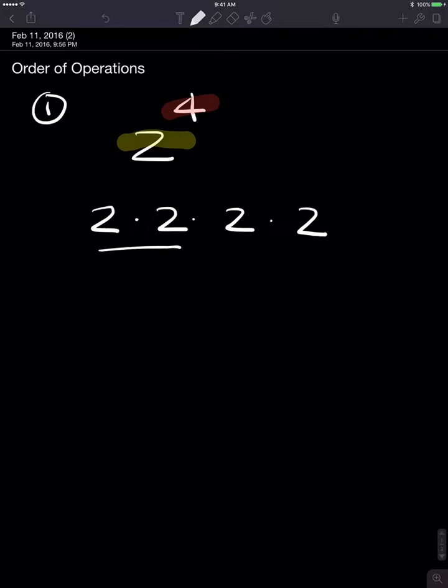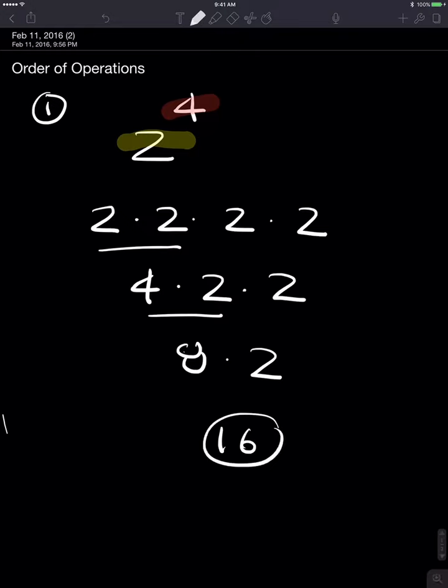Since all of the operations are multiplication, we have to work left to right. 2 times 2 is 4. Now 4 times 2 is 8. And 8 times 2 is 16. Our final answer is 16.